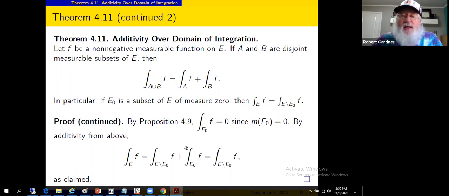Here, we're integrating over E sub 0, a set of measure 0. We saw above, proposition 4.9, that the integral of any function over a set of measure 0 produces a value of 0 for the integral. I guess it was maybe non-negative functions we had to deal with in this section. But applying that, this term disappears and you're just left with the rest of it. So the second little claim is really easy once you've got the additivity established.